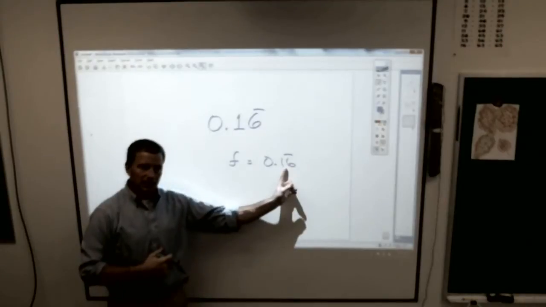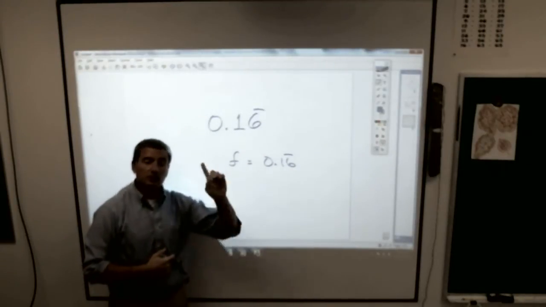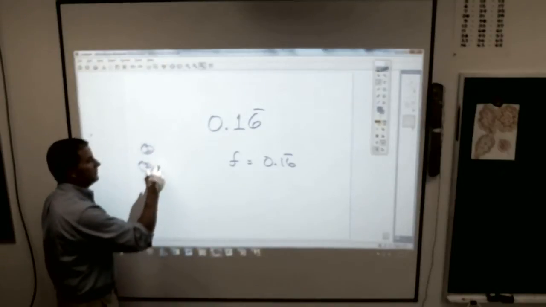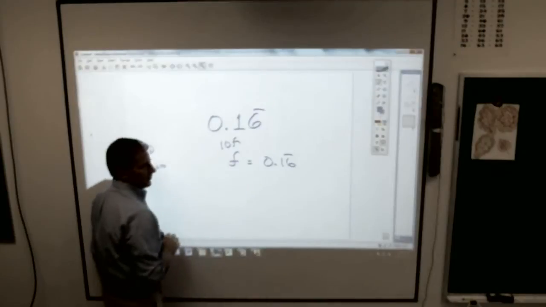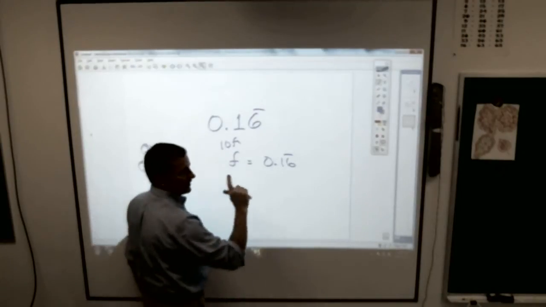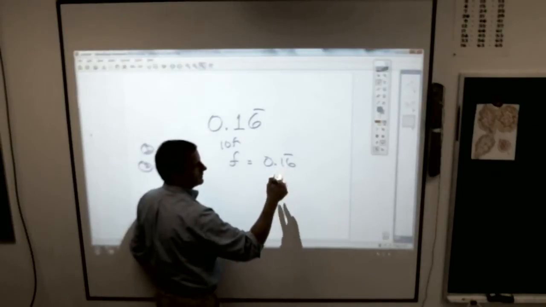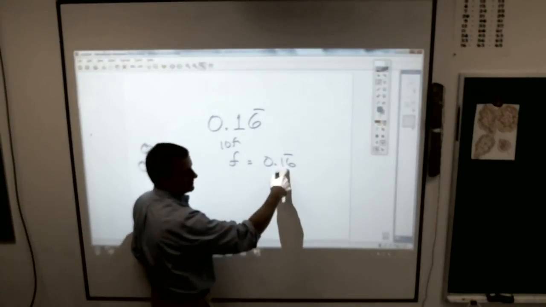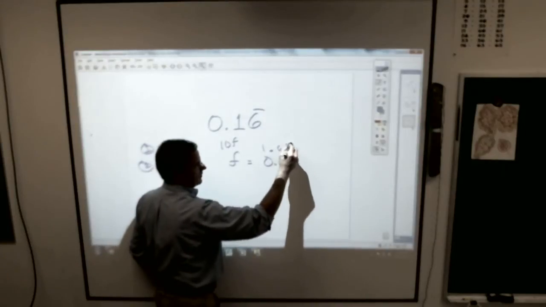How many digits repeat here? It's not how many digits are after the decimal, it's how many repeat. Just 1. So I'm going to multiply both sides by 10. F times 10 is 10F. This one, if you multiply by 10, you get 1.6 repeater, correct? 1.66 repeater.